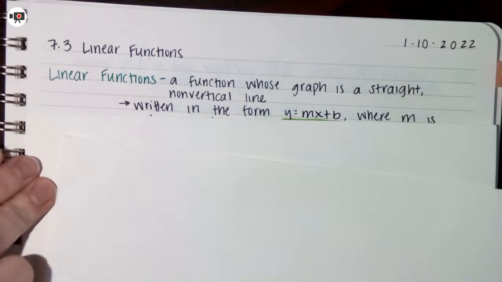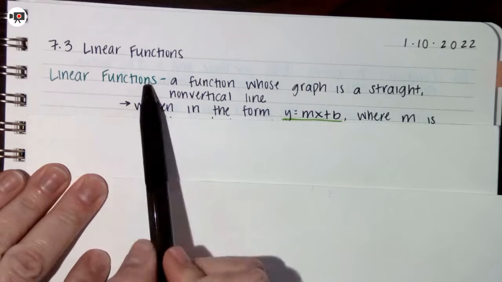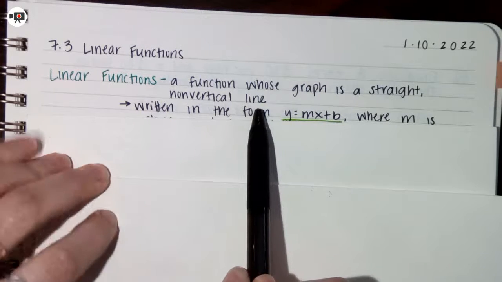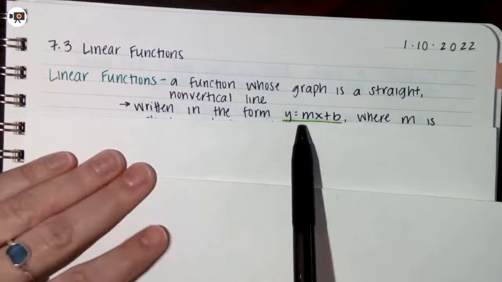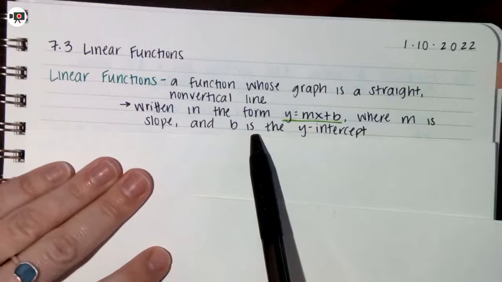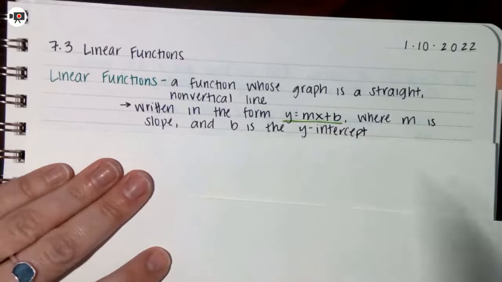Alright, this is 7.3, linear functions. A linear function is a function whose graph is a straight, non-vertical line. These are written in the form y equals mx plus b, where m is the slope and b is the y-intercept. If you need help with that, you need to refer back in your notes to when we were working with slope-intercept form.